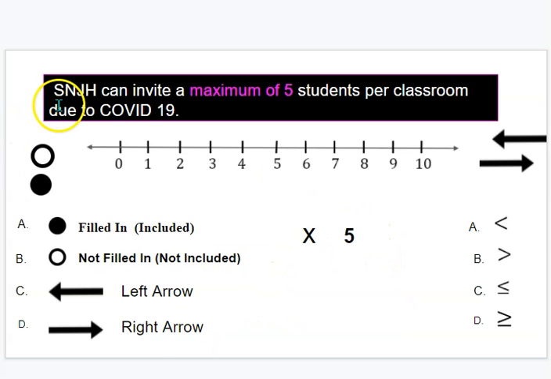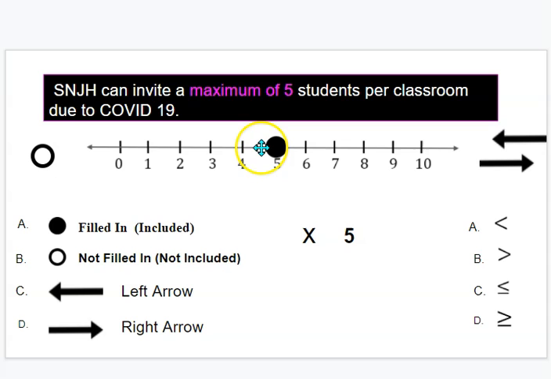In the next word problem, Sherryland North Junior High can invite a maximum of 5 students per classroom due to COVID-19. The boundary point words are maximum of 5. Is that letter choice A? Is that going to be a filled in circle? Does a maximum of 5 include 5 students? Or letter choice B, does a maximum of 5 mean not including 5? Correct. A maximum of 5 means we can include 5 students. So we're going to fill in, we're going to include the number 5. 5 students is okay to have in a classroom.